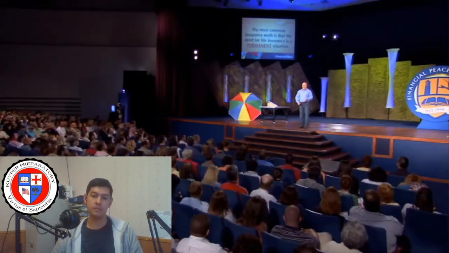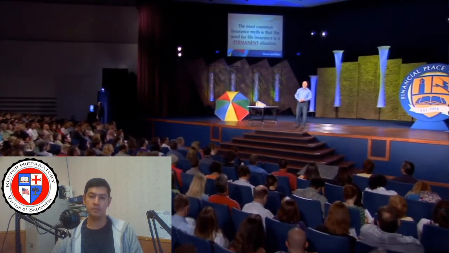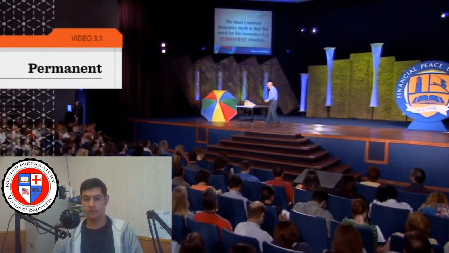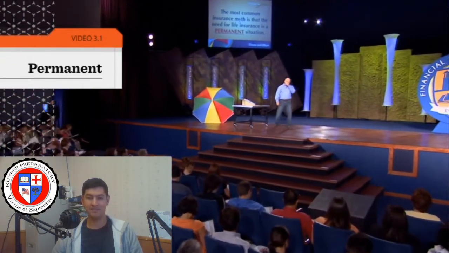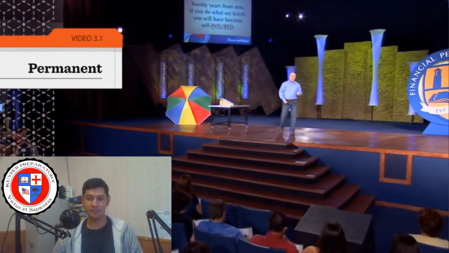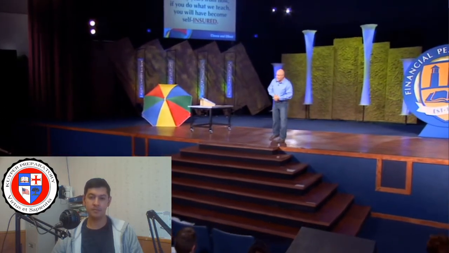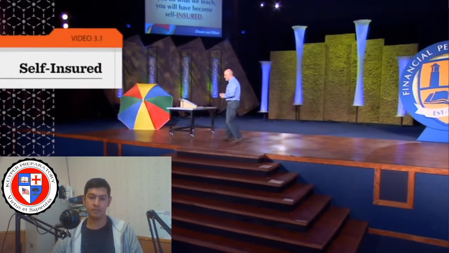But I don't know that there's really anything permanent about your need for life insurance. The most common insurance myth is that the need for life insurance is a permanent situation. The only permanent situation I can think of is your agent's need for a commission. 20 years from now, if you do what we teach, you will have become self-insured. Let's think through this for just a second.